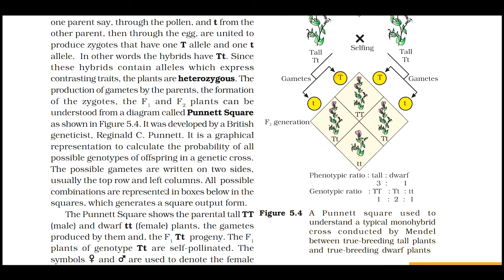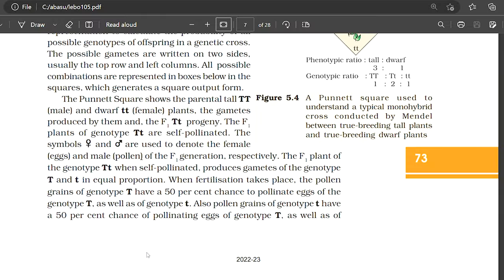The Punnett square shows the parental tall capital T capital T male and dwarf small t small t female plants, the gametes produced by them, and the F1 capital T small t progeny. The F1 plant of genotype capital T small t is self-pollinated. The symbols capital T and small t are used to denote the female eggs and male pollen of the F1 generation respectively. The F1 plant of the genotype capital T small t, when self-pollinated, produces gametes of the genotype capital T and small t in equal proportion. When fertilization takes place, the pollen grain of genotype capital T have a 50% chance to pollinate eggs of the genotype capital T as well as of genotype small t.